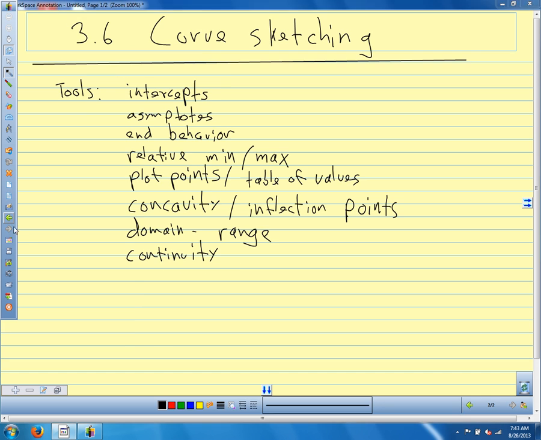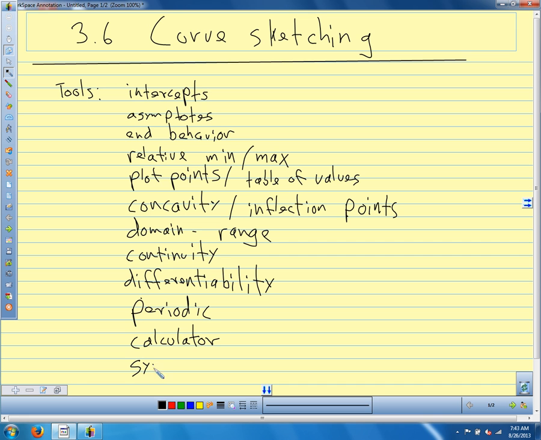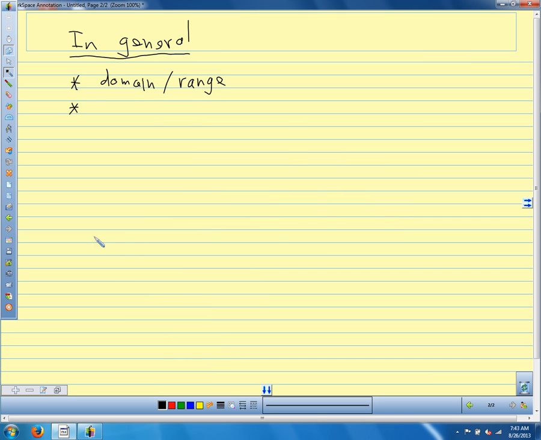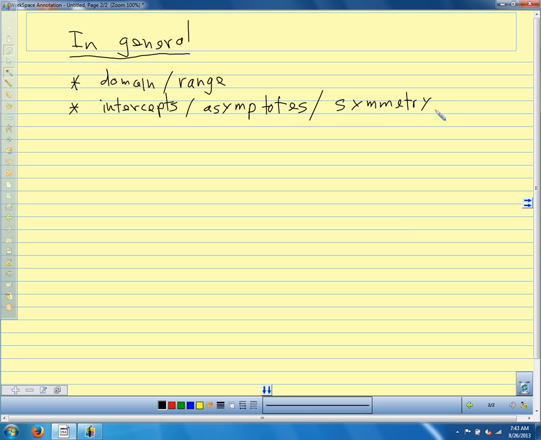And we left one thing off here that I had written down, and it's related to whether the function is periodic. Does it have any kind of symmetry? Is it even? Is it odd? Does it have x-axis symmetry, y-axis symmetry? What kind of symmetry does it have? So that's another tool. We want to find the intercepts, asymptotes, and look at the symmetry, if it has any.